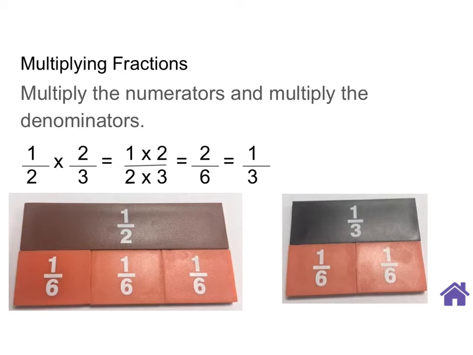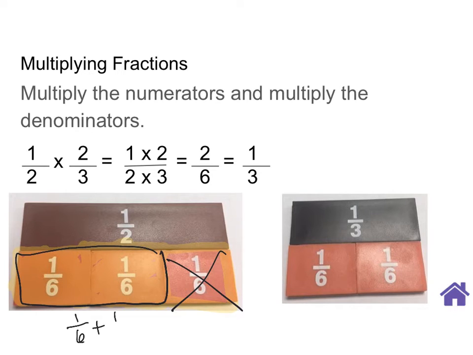So I split this into thirds. As you can see, I'm going to highlight it so you can see that. So the half is divided into 3 pieces, but I only took 2/3 of it. So this last piece is not taken, so I'm going to cross it off. So how much is this total piece? Well, I have a 6 plus a 6, which is 2/6.